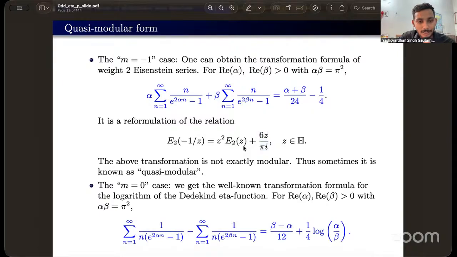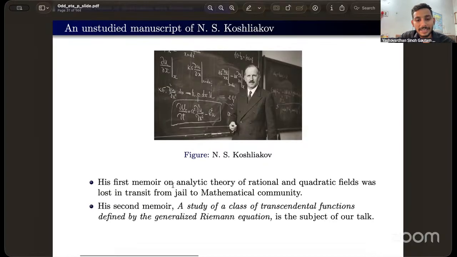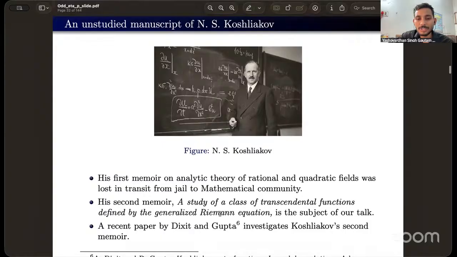Now we will move to Koshliakov's manuscript. Koshliakov is a Russian mathematician, and during World War II he was in jail, and in the jail he wrote two manuscripts. The first one got lost during the transition from jail to the mathematical community. But the second one, a study of a class of transcendental functions defined by generalized Riemann equations, is the subject of today's talk. And recently, Dixit and Gupta have studied the same. The recent paper is based on this manuscript.